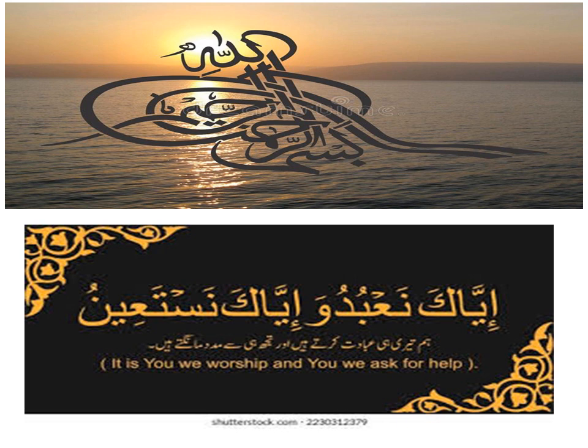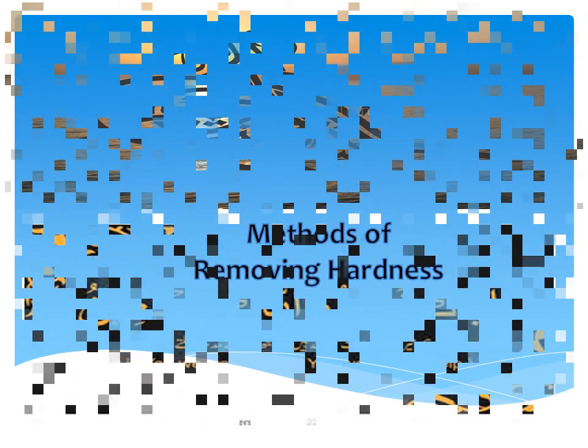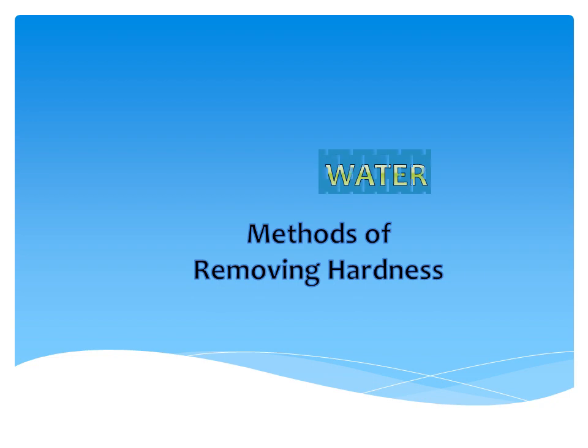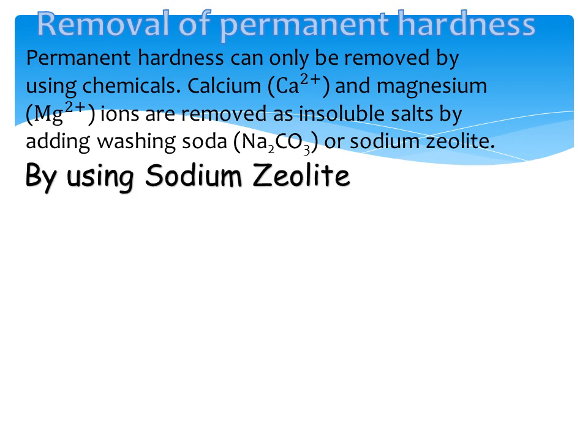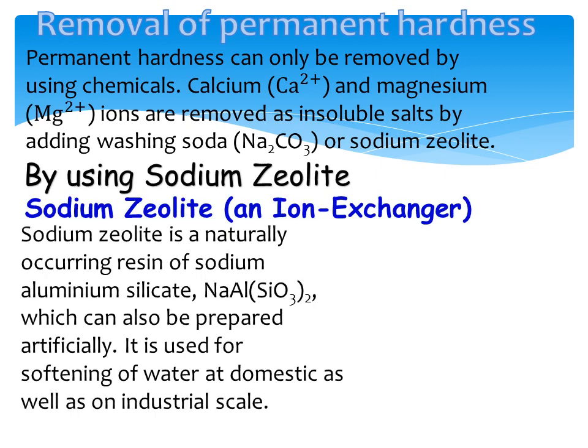Assalamu alaikum and welcome to the new lecture about the steps or methods we use to remove permanent hardness from water. So these are the topics: methods of removing hardness from water. As you have already studied in the previous topic, we went through two methods, boiling and Clark's method, for removing temporary hardness. But specifically, we use washing soda and sodium zeolite to remove permanent hardness. Now permanent hardness is removed using either washing soda or sodium zeolite.